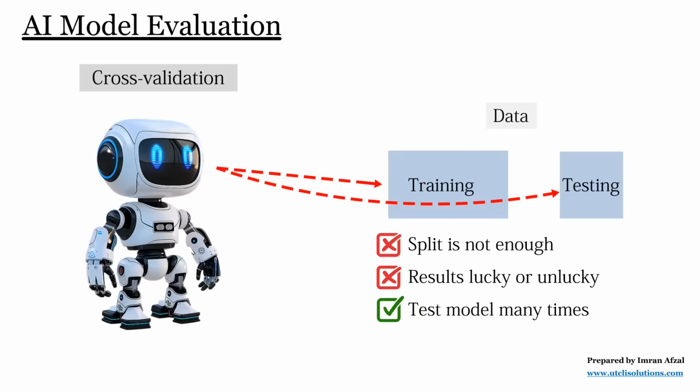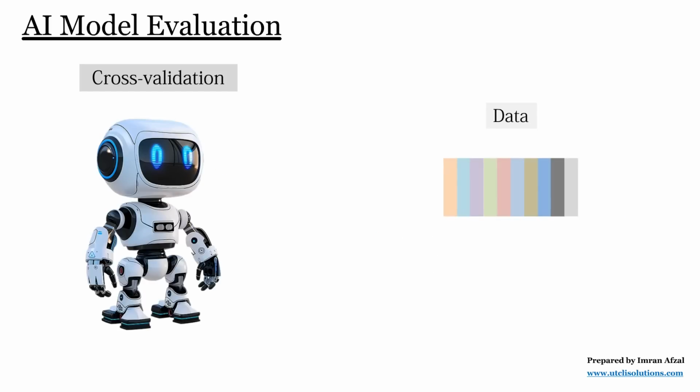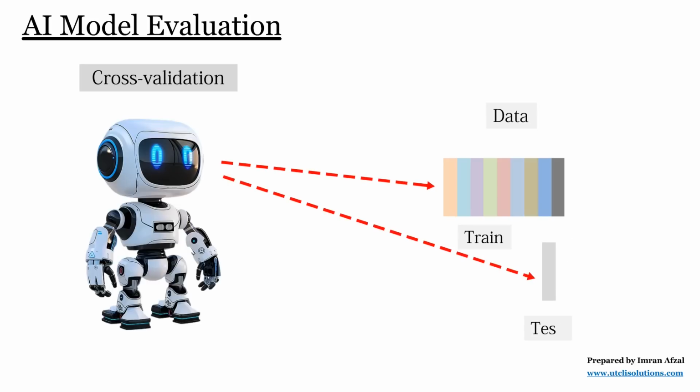In the most common type of cross-validation, we split the data into 5 or 10 equal parts. We train the model on 9 parts and test on 1. Then we repeat this by changing the test part each time. At the end, we average all the scores. This gives us a more reliable result. It shows how the model performs on different sets of data, not just one.